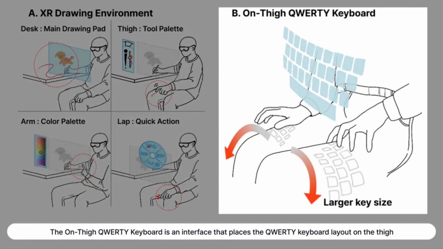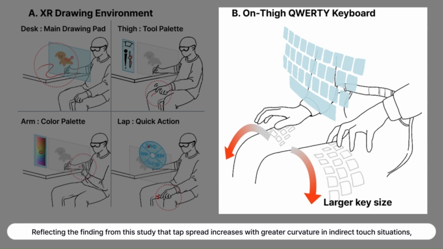The on-thigh QWERTY keyboard is an interface that places the QWERTY keyboard layout on the thigh, a surface with low curvature that offers performance and usability comparable to a flat surface. Reflecting the finding from this study that tap spread increases with greater curvature in indirect touch situations, the key size can increase towards higher curvature areas, such as the edge of the thigh.